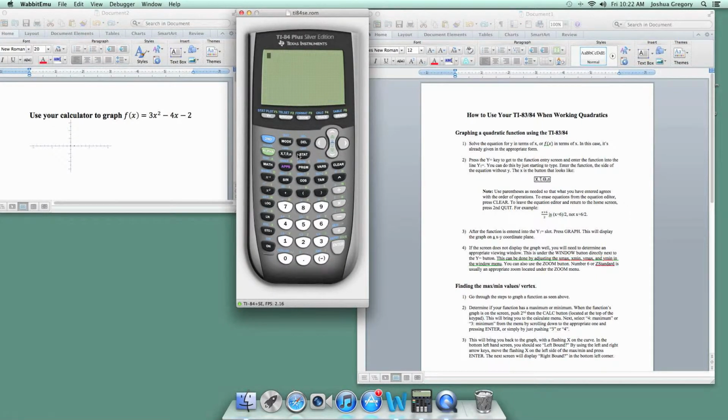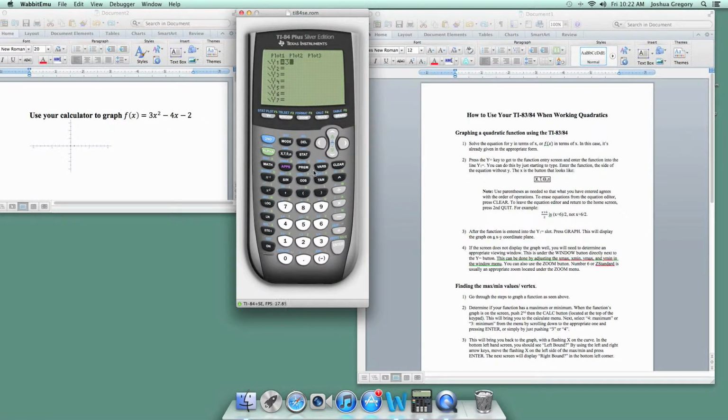So what we want to do from here is take our y equals button, and it's going to bring us to a screen that has y sub 1 equals, y sub 2 equals, y sub 3 equals, and so on. We're only going to use one of those. So what we want to do is plug in our quadratic.